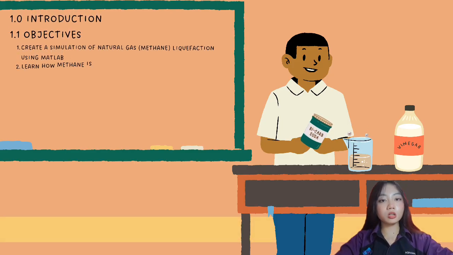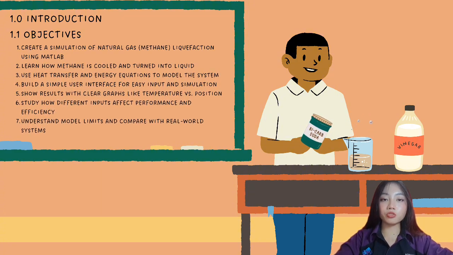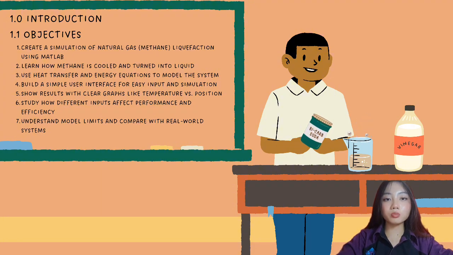This project focuses on developing a simulation of the natural gas liquefaction process, specifically methane liquefaction, using MATLAB as a computational platform. Liquefying methane by cooling it to cryogenic temperatures enables efficient storage and transport, especially as liquefied natural gas (LNG). The simulation aims to model this process using fundamental heat transfer and energy balance equations, offering insights into system performance. The key objectives include creating a working MATLAB model of methane cooling within a heat exchanger, designing a simple user interface for input and simulation control, and generating graphical outputs such as temperature versus position plots.